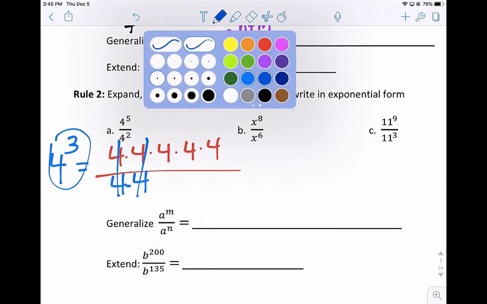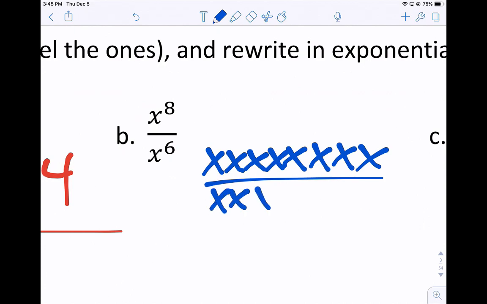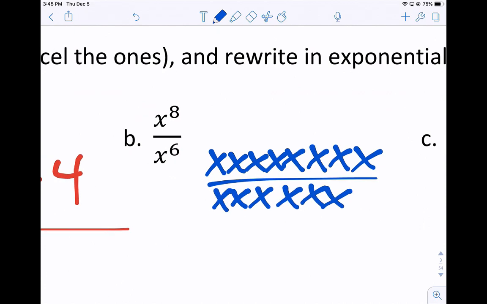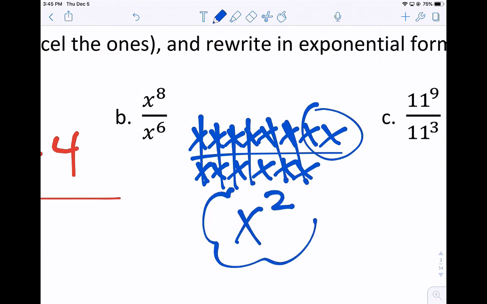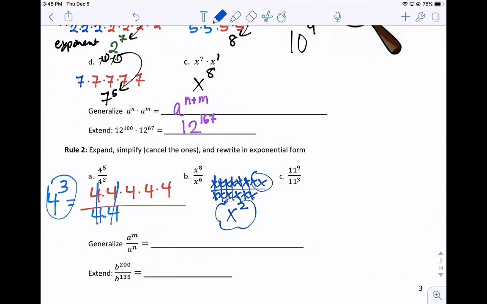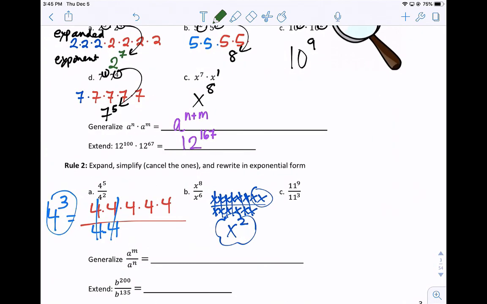Over here, we have 8 x's on top. We have 6 x's on bottom. So when we cancel, we have 2 x's left on top. Our last one, we have 9 11's. Well, let's look for a pattern before we do that one.